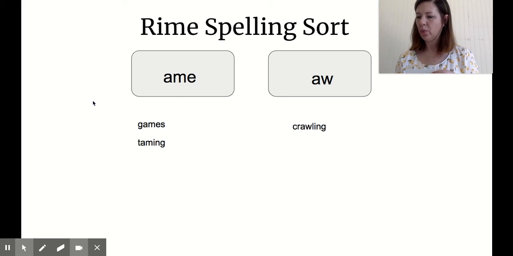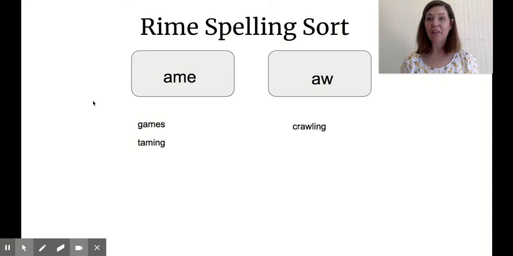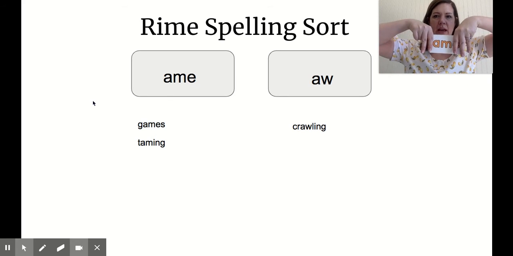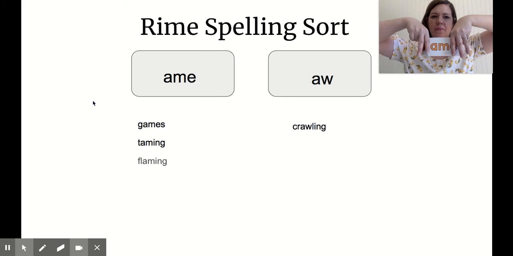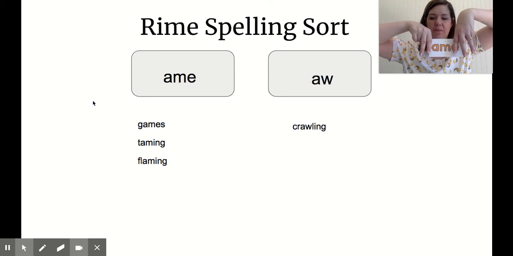Now let's do the word flaming. Flaming. Sometimes they make this dessert that they set on fire and they would say, oh, the baked Alaska was flaming. There was fire coming off it. So that's the aim chunk. Go ahead and write it. And check it. Did you drop that E on aim and add ing?